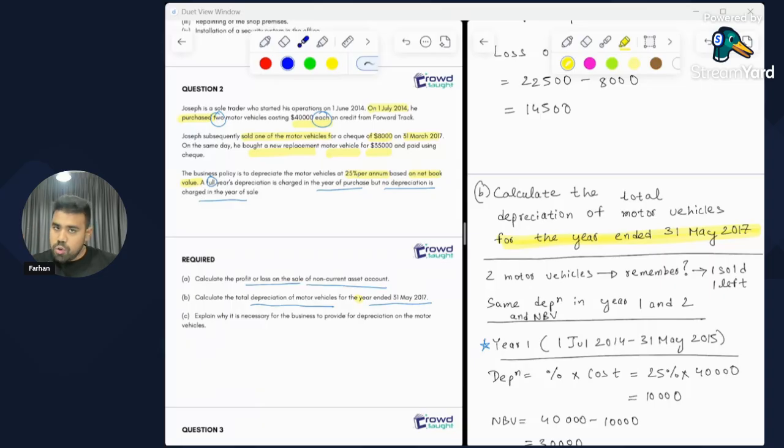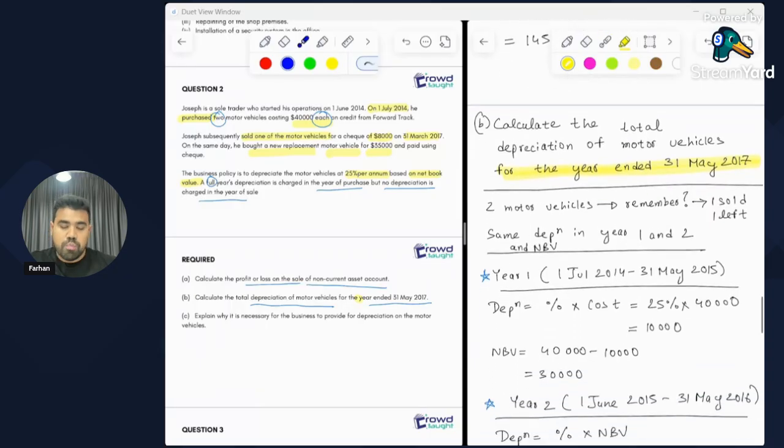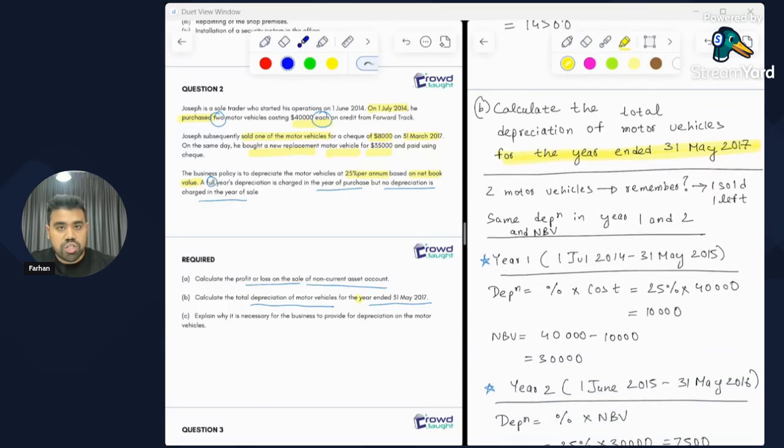So the one motor vehicle which is now left, and that motor vehicle which was purchased on the same day for the same cost of $40,000, and which is also depreciated at the same rate and also at the same method, should basically have the same depreciation that we had already calculated for the previous motor vehicle we had sold in years 1 and 2. Make sense? All right. I've still broken this step down to just show you how it adds up to be the same depreciation as the motor vehicle which we had sold.